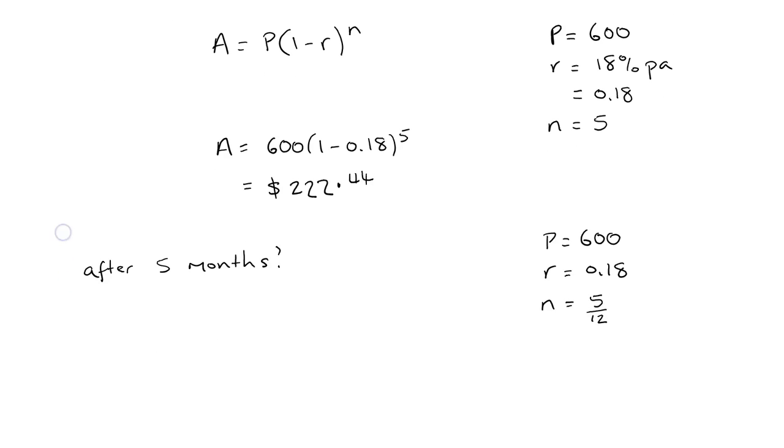So our equation this time is going to be A equals 600, 1 minus 0.18 to the power 5/12. That's our fraction of our year. And if we put that into the calculator, we get an answer of $552.33. So that is how we calculate depreciation.